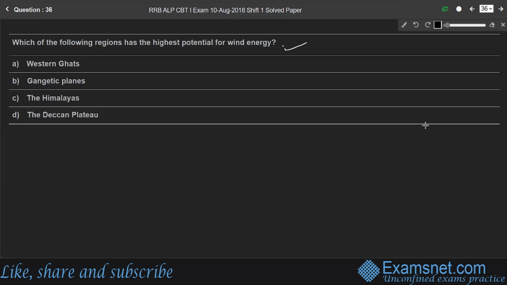Question 36. Which of the following regions has the highest potential of wind energy? The potential of wind energy is highest in the Western Ghats. Option A is the right answer. Students, the Western Ghats are also known as Sahyadri.